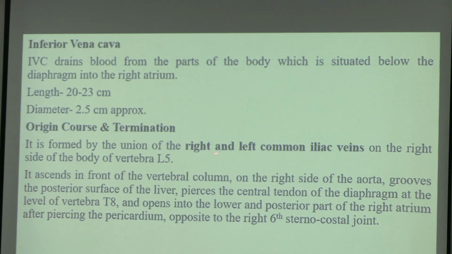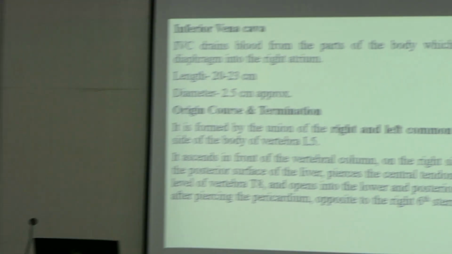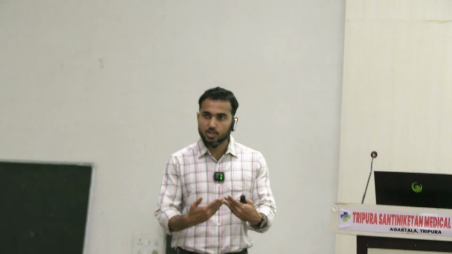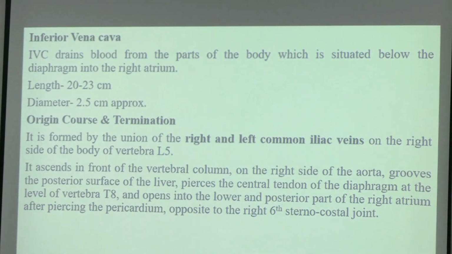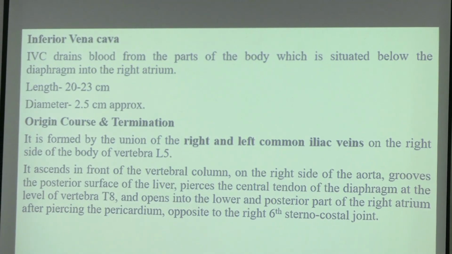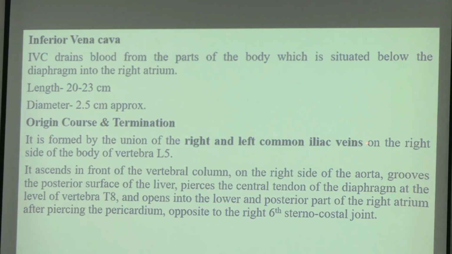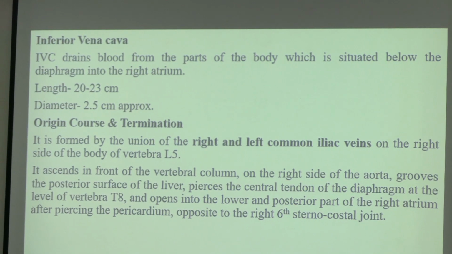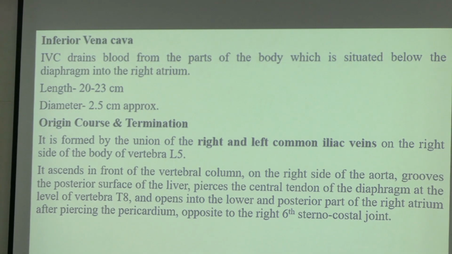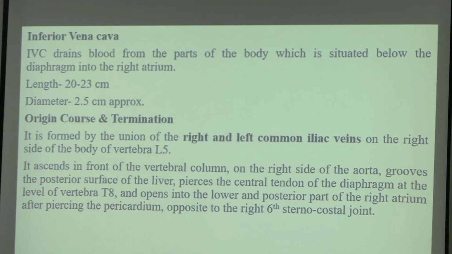Origin: it is formed by the union of the right and left common iliac veins, which join together to form the IVC. That also on the right side of the body of the L5 vertebra. So what is the point of origin? The L5 vertebra, on the right side. Once it is formed, it ascends upwards along the vertebral column, on the right side.